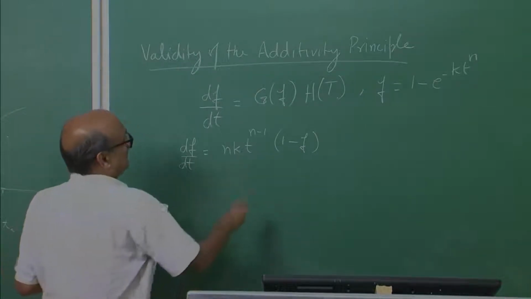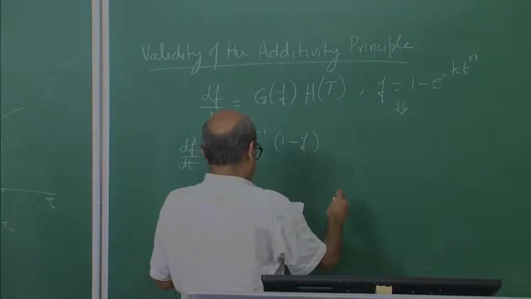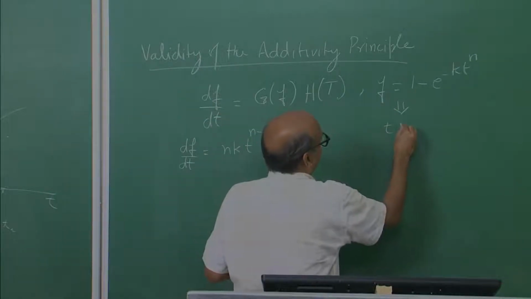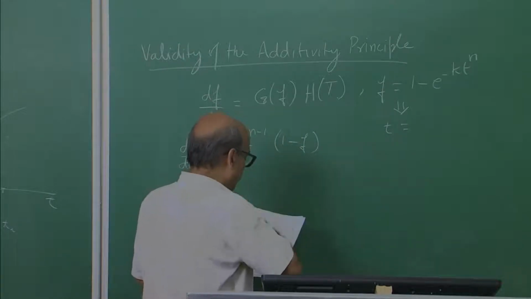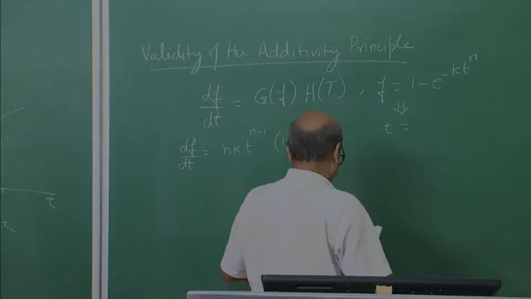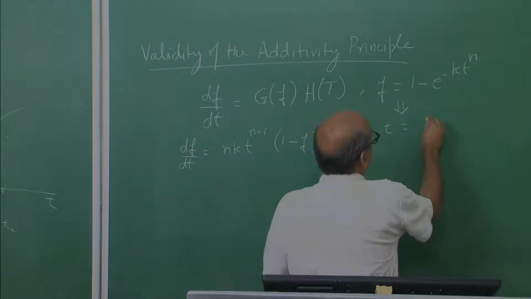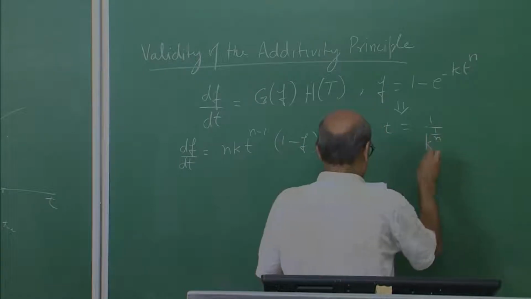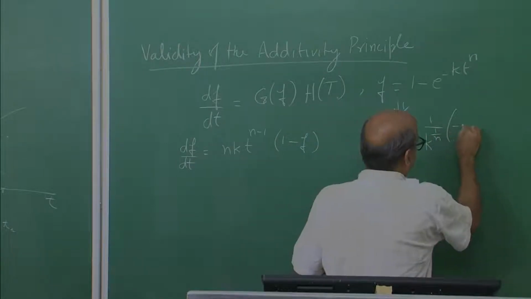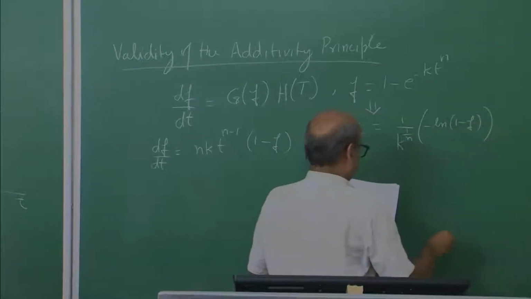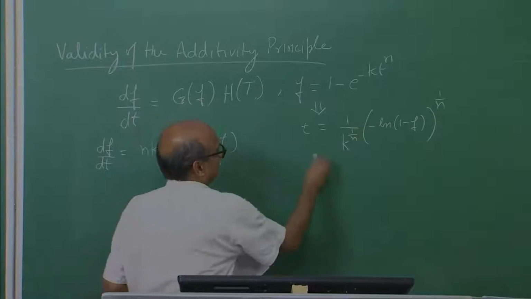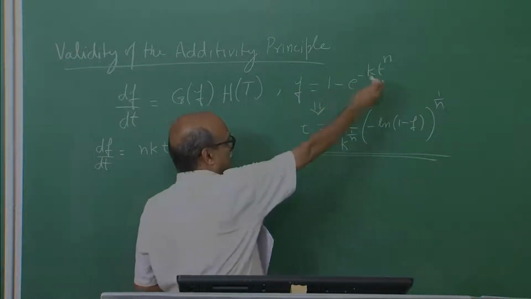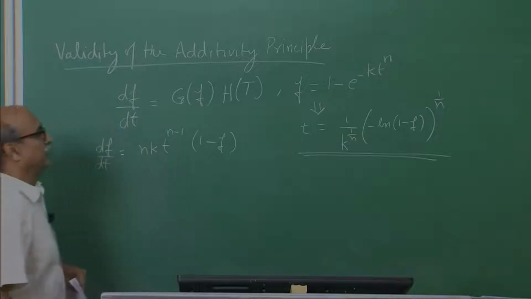Now, what I can do is, from this equation, I want to eliminate time. So, from here I can write down an expression for time. Time is equal to 1 upon k to the power 1 upon n, times minus ln of 1 minus f, to the power 1 upon n. This is simply rearranging the terms in the Avrami equation: first take logarithms and then write down an expression for time.